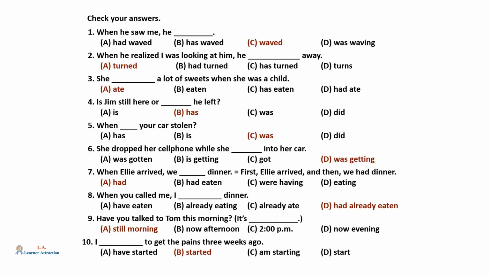Question 6. D. Was getting. She dropped her cell phone while she was getting into her car. Question 7. A. Had. When Ellie arrived, we had dinner. Means, first, Ellie arrived, and then, we had dinner. Question 8. D. Had already eaten. When you called me, I had already eaten dinner.